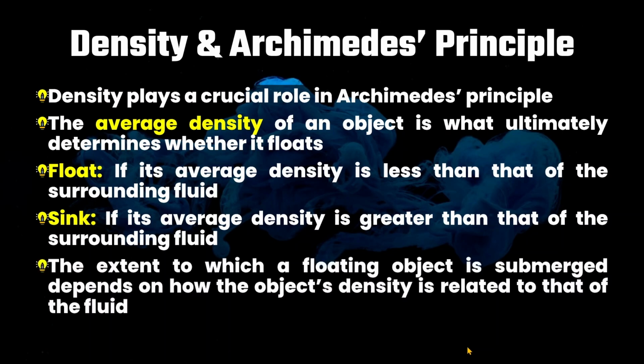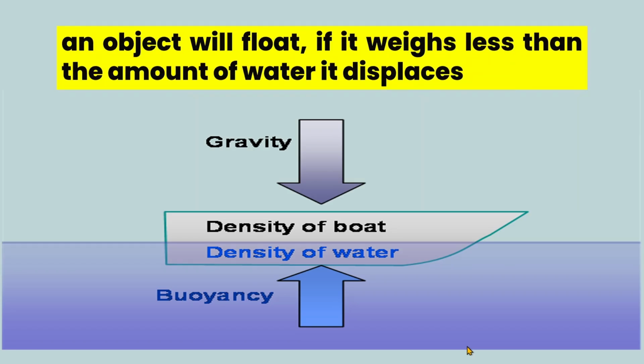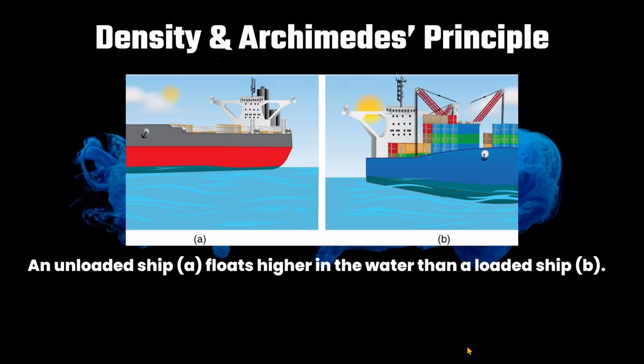So the extent to which a floating object is submerged depends on how the object's density is related to that of the fluid. Again, to simplify, I have a diagram showing you how an object will float or sink. So in short, this is all dependent on the average density of the object. An object will float again if it weighs less than the amount of water it displaces. I hope you understood this.